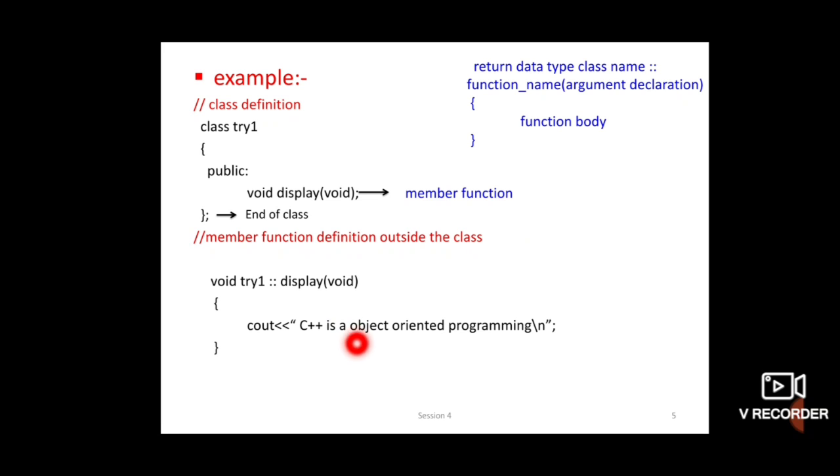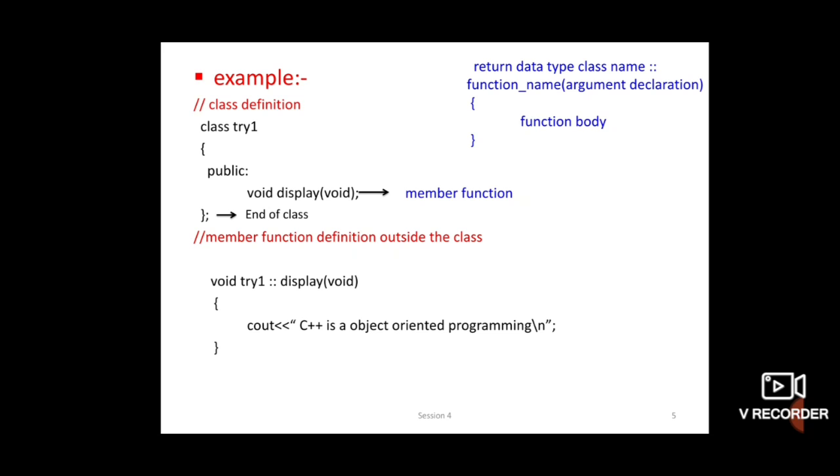C++ is an object oriented programming language. \n, you know what \n means: next line. Then complete the double quotes, then semicolon. And the end of this function. Here don't write a semicolon, because this end is for the display function, not a class. This is the end of the display function.